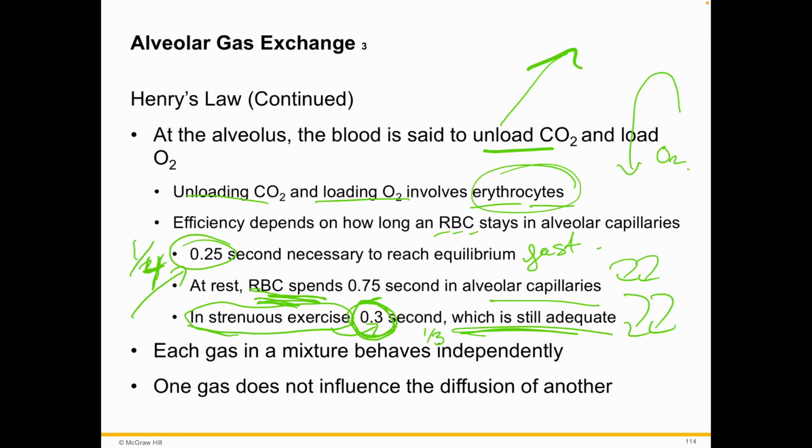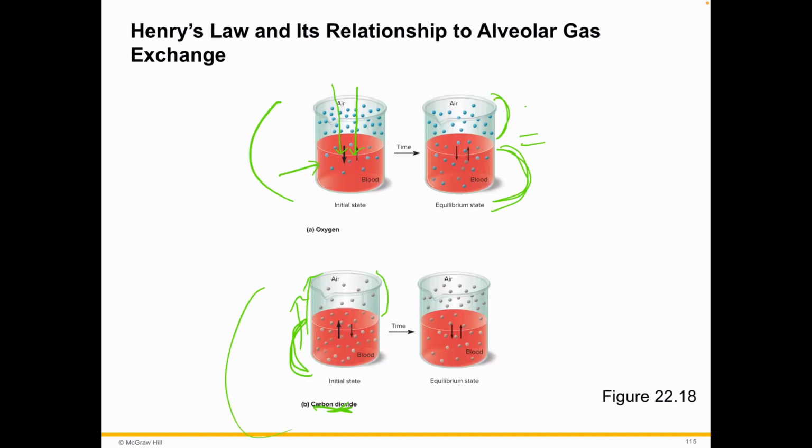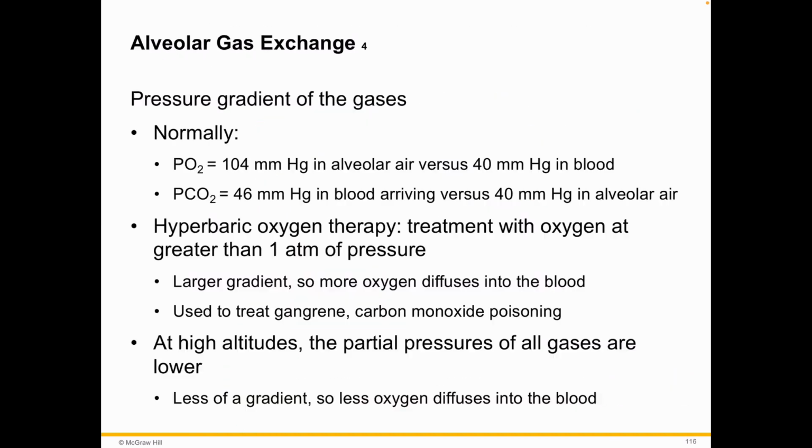So each gas in a mixture behaves independently. The oxygen only cares what the oxygen around it is doing, and the carbon dioxide only cares what the carbon dioxide is doing. So they don't care what each other is doing. They just care what they are doing. Okay, so the pressure gradient of gases.